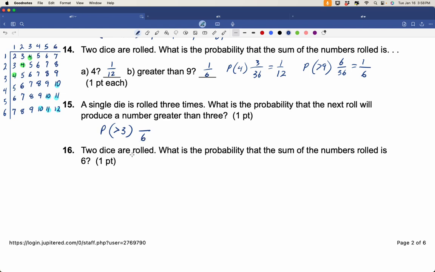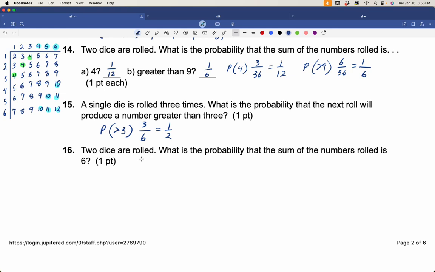We have 6 possible rolls. So greater than 3, that would be 4, 5, or 6. So that's 3 greater than 3. 3 out of the 6, which we know reduces to 1 over 2. So we have a 1 out of 2 chance of rolling a number bigger than 3.